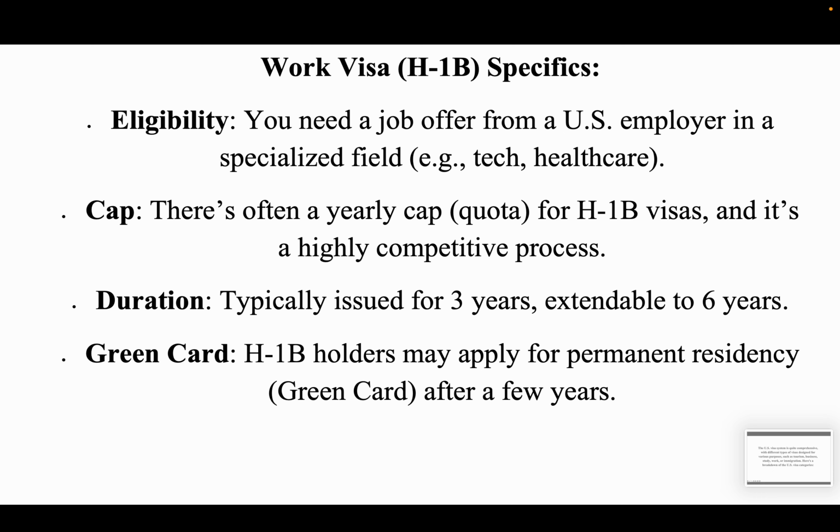Work visas like H1B have a few eligibility details: you should have a job offer from a US employer in a specialized field, and there is often a yearly cap quota for H1B. It is a highly competitive process, typically issued for 3 years, extendable to 6 years. We say 3 plus 3. Green card: H1B holders may apply for permanent residency after a few years. When you spend time on the H1B, you can go for the green card process, but it is a lengthy process. 3 plus 3, like 6 years you may spend, and then after that you can go for the application.